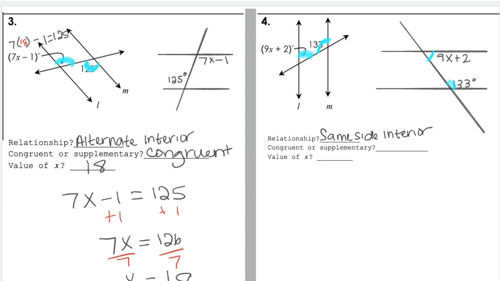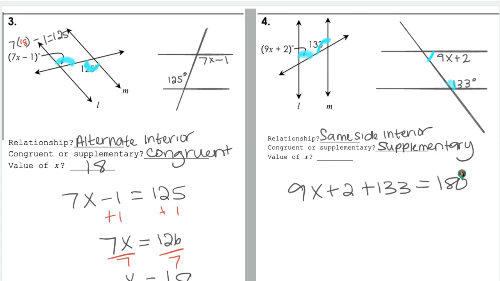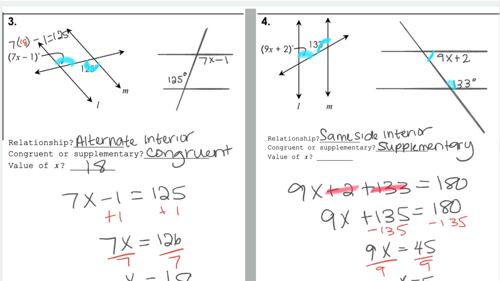All right, and as I said before, I can tell that the 9x plus 2 is smaller than 90, and the 133 is bigger than 90. So that tells me that these are going to be supplementary angles. Since they're supplementary, when I set up my equation, I'm going to add the two angles together and set it equal to 180. So that gives us 9x plus 2 plus 133 equals 180, and I'm going to go ahead and solve this. And we're going to get that x is equal to 5.